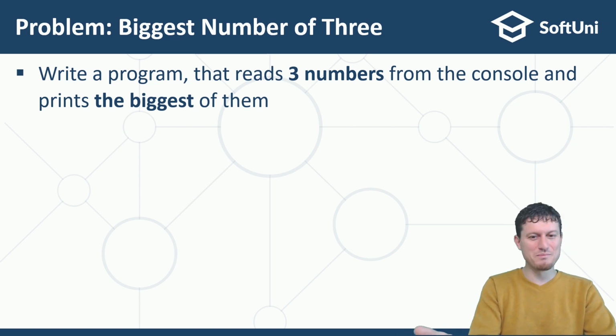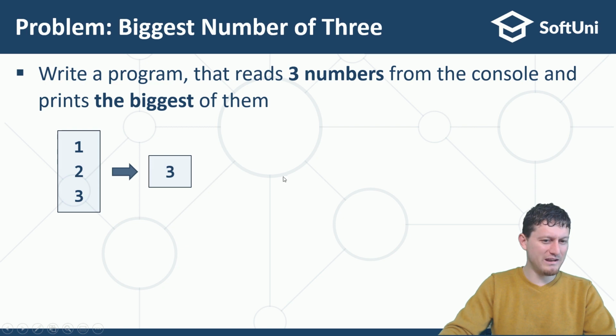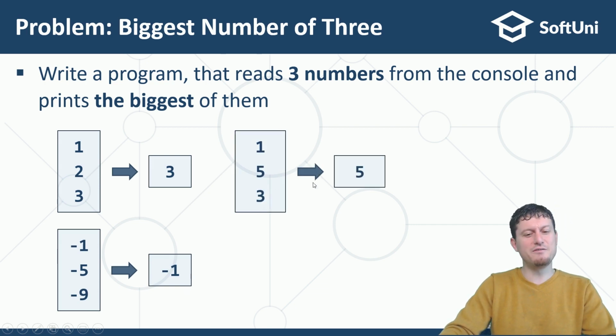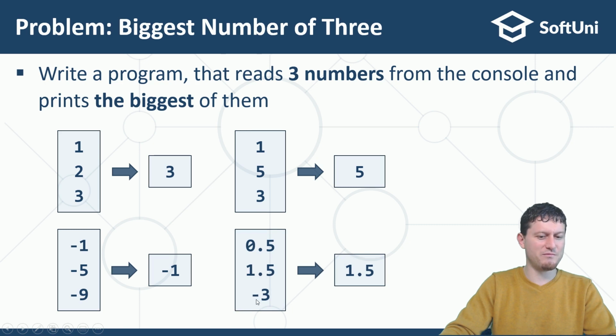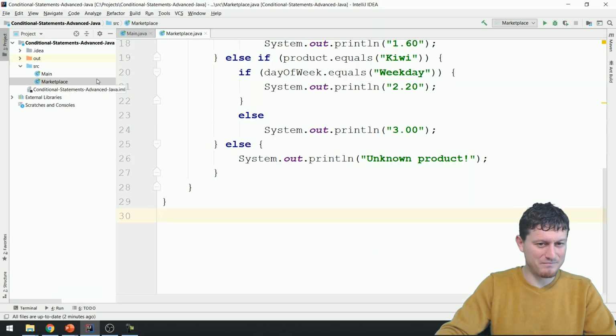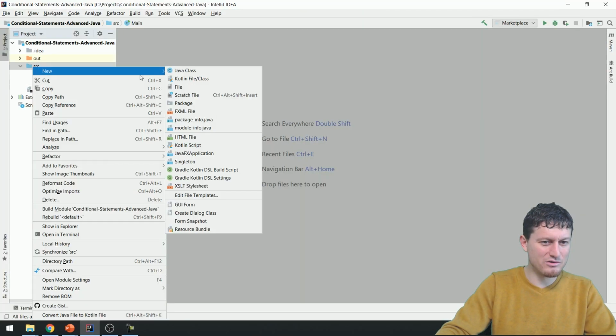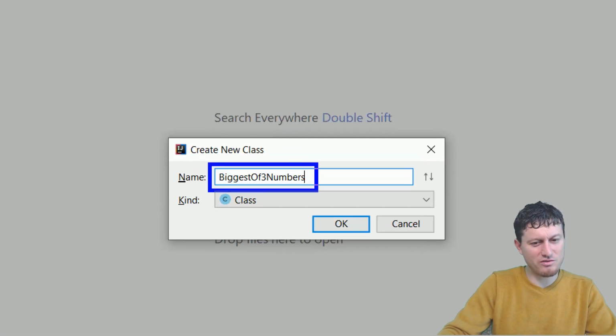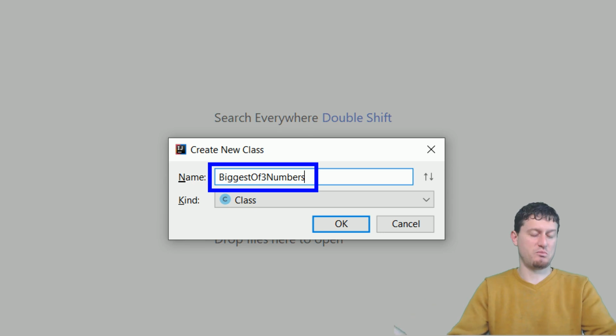Wow, it's a little bit more complex. So if I have 1, 2, 3, 3 is biggest. If I have -1, -5, -9, -1 is the biggest, obviously. If I have 1, 5, 3, 5 is biggest. If I have 0.5, 1.5, -3, 1.5 is the biggest. So how to solve this problem? Okay, I'll create a new Java class which will be called biggest number of 3 numbers. This name is good enough because it says what is inside.